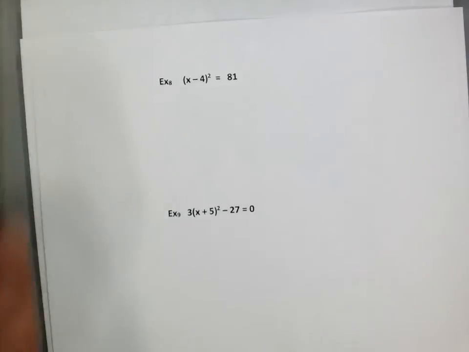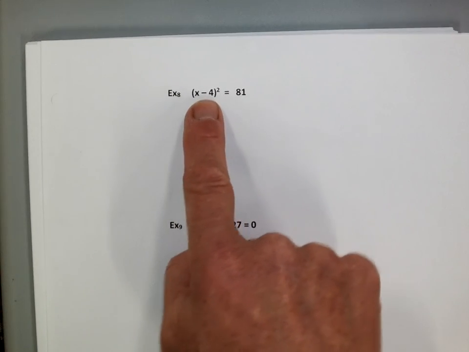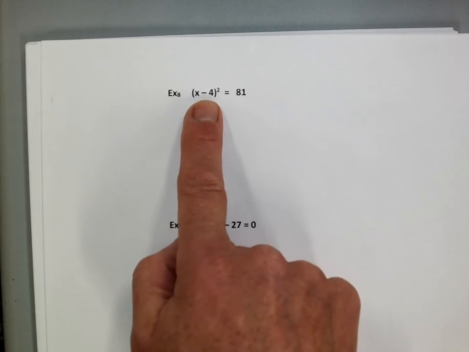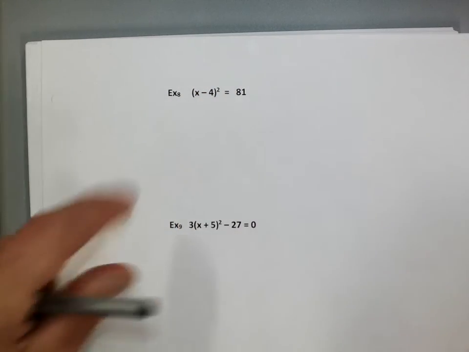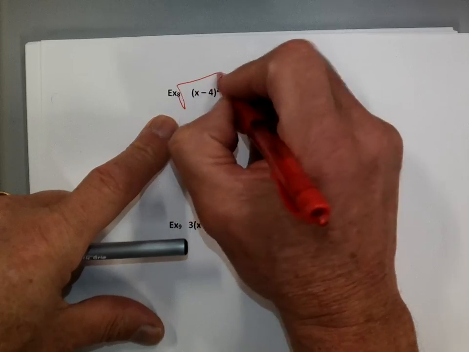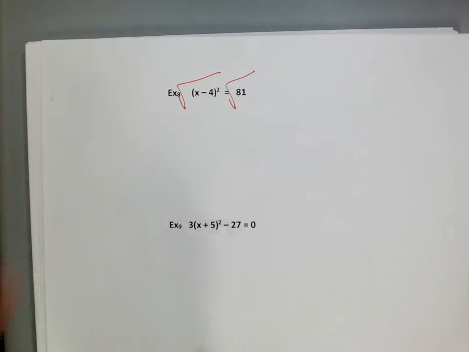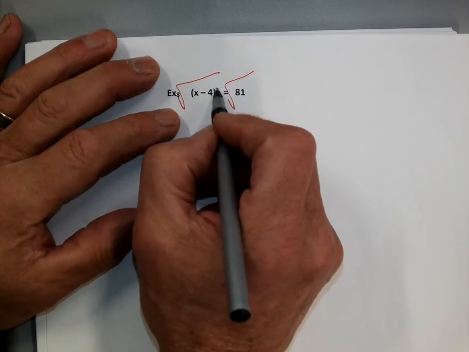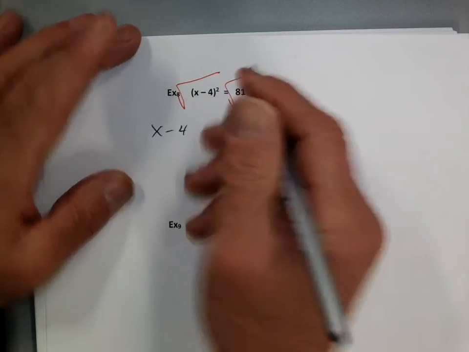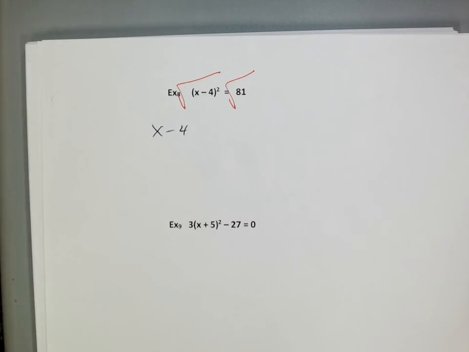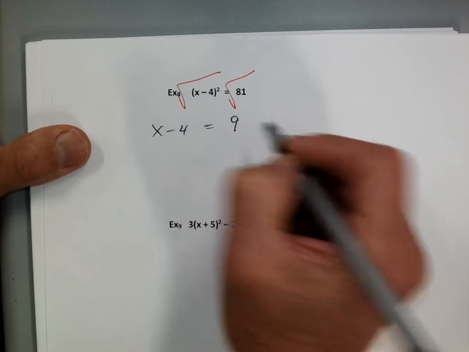Now, example A is unique. It's different because the 4 is on the inside. So what we have to do first is actually square root it. I'm going to square root both sides first because the 4 is on the inside. Now the square cancels the square root, so really all I have is just x minus 4. I don't need the parentheses anymore because the square's gone. But over here, square root of 81 is 9, right?